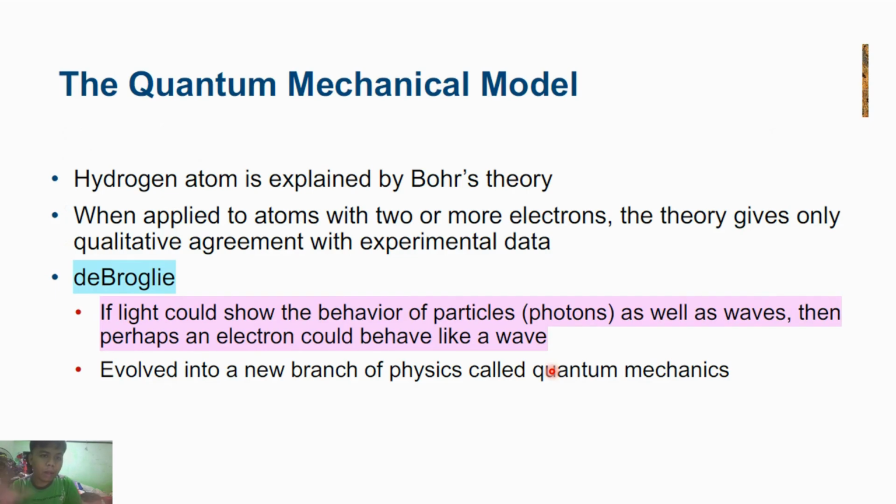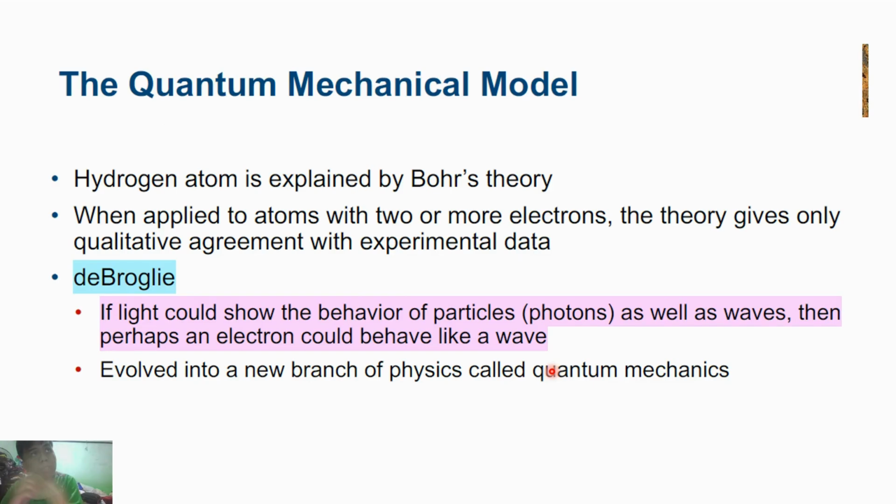Next, we have the quantum mechanical model. So here it is, the quantum mechanical model. As I said, when we go to higher, bigger atoms, Bohr's theory cannot suffice for everything. But de Broglie says that if light can show behavior like a particle as well as a wave, then perhaps an electron could behave like a wave also.